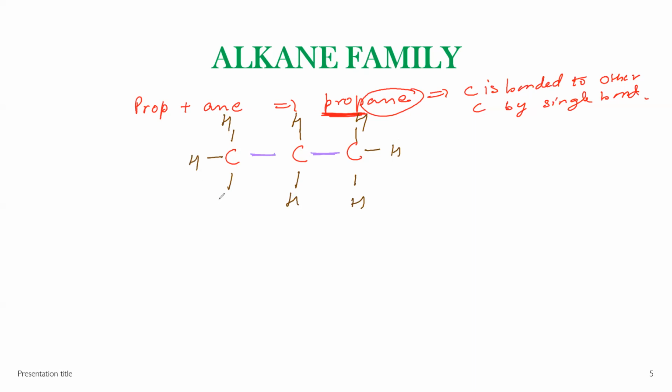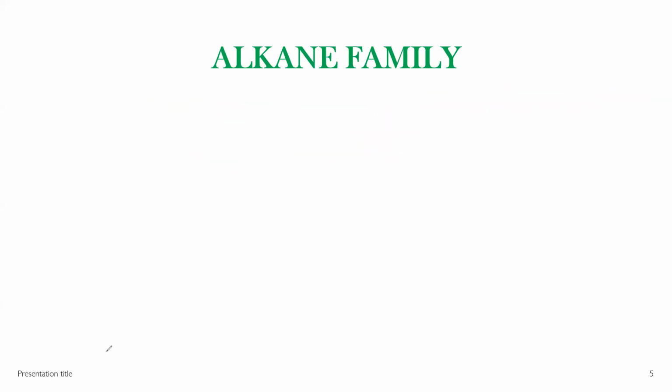Okay. So what would be the formula? C3. How many H? 6, 7, 8. 8 H are there. So formula is C3H8. I hope this is clear. Now let us discuss the general formula. What is the general formula of alkanes? The general formula is CnH2n+2. So this is the general formula.